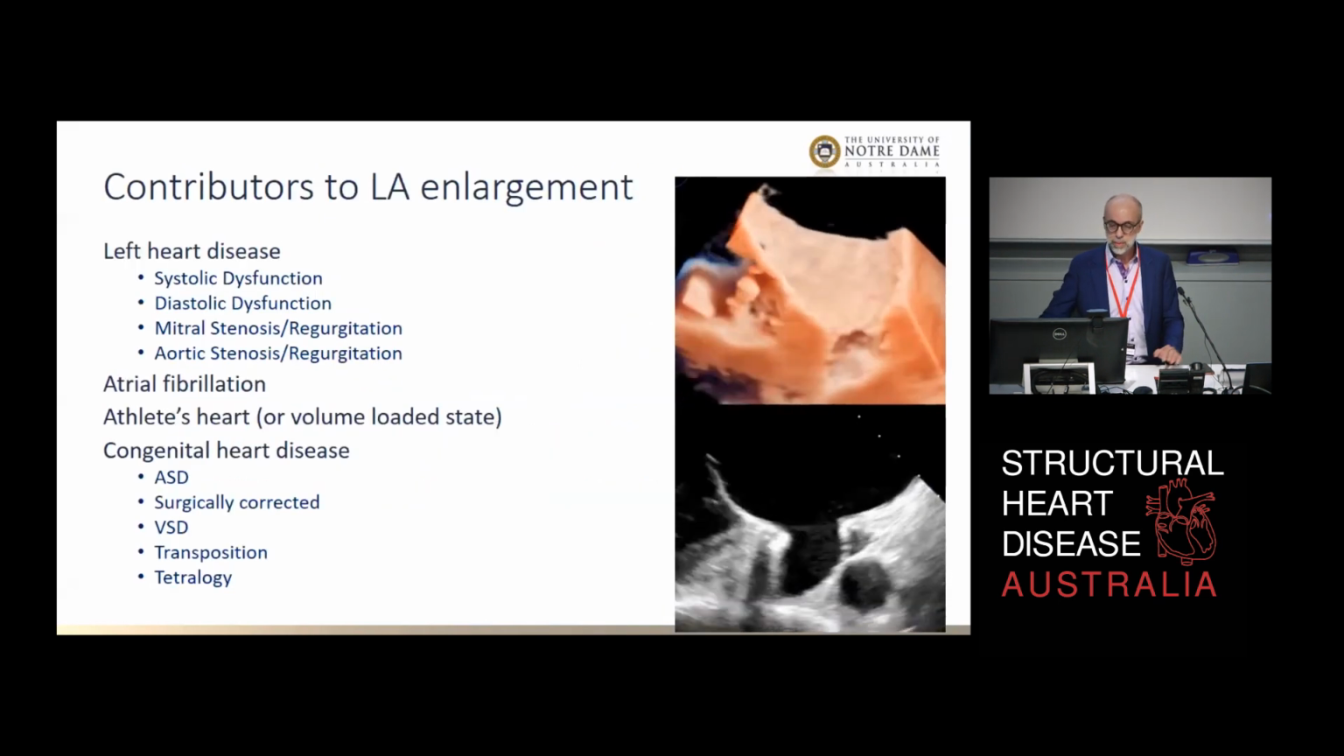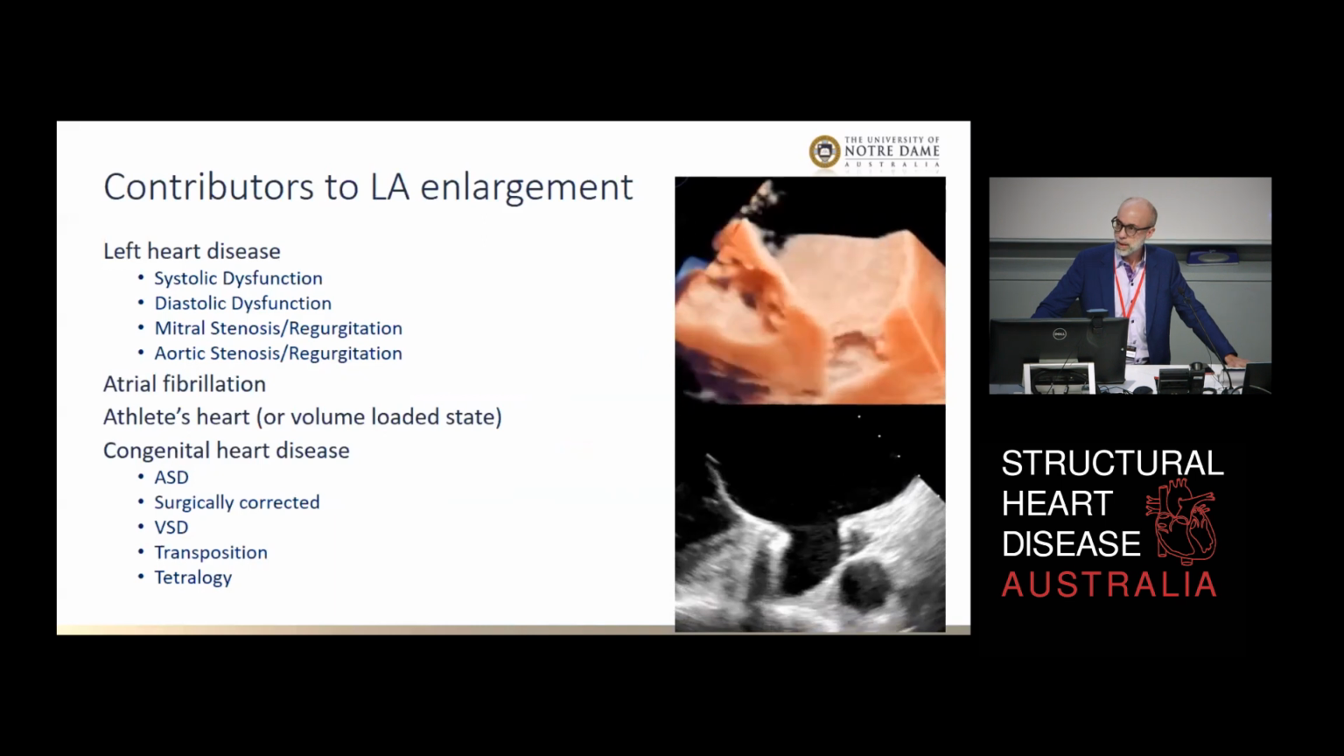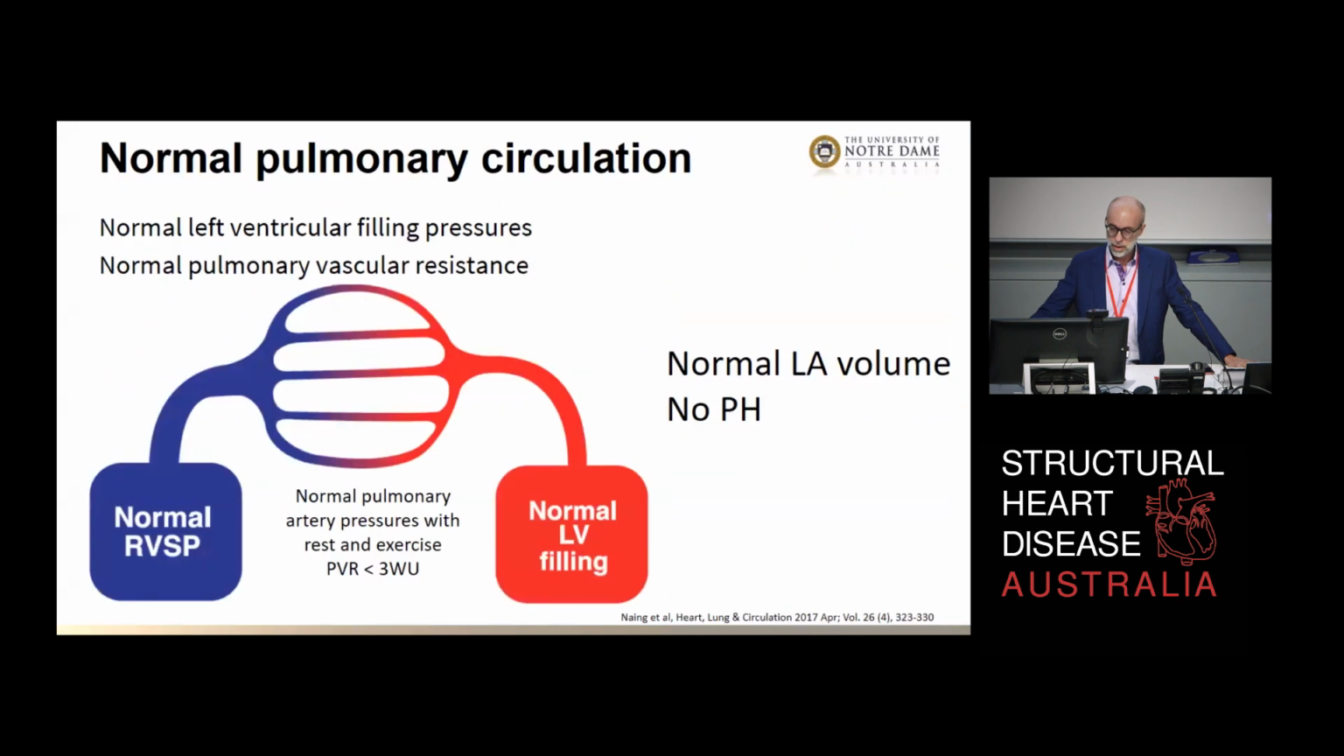So there's a number of contributors to enlargement of left atrial volume: systolic and diastolic left ventricular dysfunction, and of course valvular heart disease. If you put them all together, you can just say left heart disease is a major contributor. AF itself, so it goes both ways. Left atrial enlargement causes AF, but also AF causes left atrial enlargement. The athlete's heart has a chronic volume loaded state, or other causes of volume loading, and of course congenital heart disease is a myriad of things that result in left atrial enlargement.